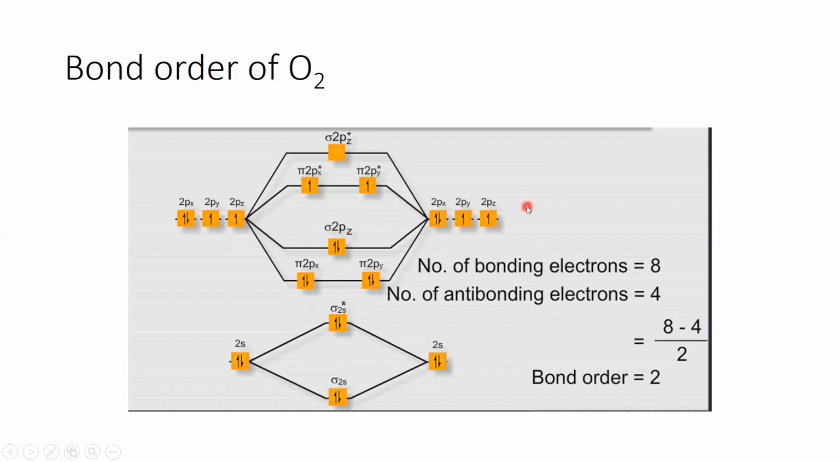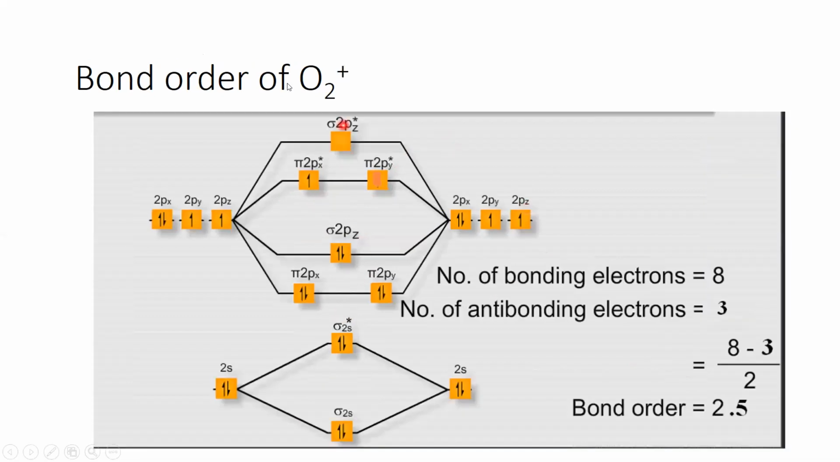From this concept, we can see what the stability of O2 plus is. O2 plus will have one electron missing. We remove one electron from here, which reduces the number of electrons in the antibonding from 4 to 3. Then the bond order will increase to 2.5, which means O2 plus is supposed to be more stable than O2. This is relative to what's called bond order.